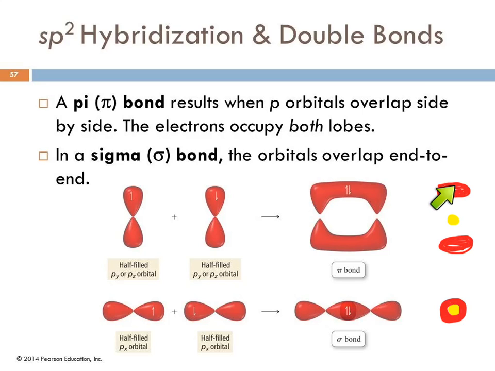Where the electron density is up here and down here. This is not symmetrical around this yellow spot. Does that help? It depends mostly on the orientation. It depends on the orientation, yeah.